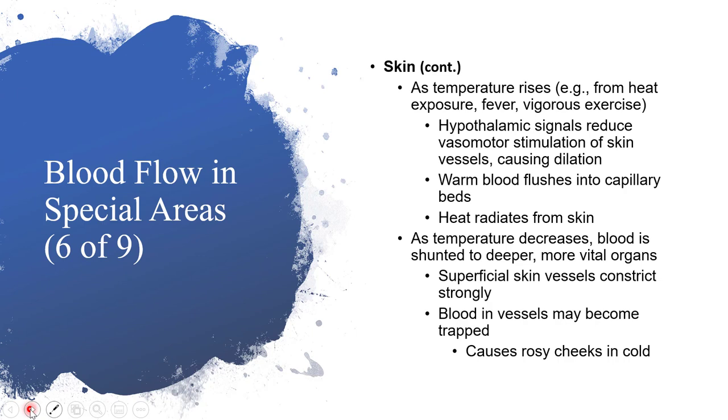As the body temperature rises, for instance because of exposure to heat, because of fever, because of vigorous exercise, you do not expect yourself to explode just because you have a lot of temperature inside you. The hypothalamic signals would reduce vasomotor stimulation of the skin, causing the arterioles to dilate, and so warm blood flushes into the capillary bed, and that would radiate heat from the skin into the surface.